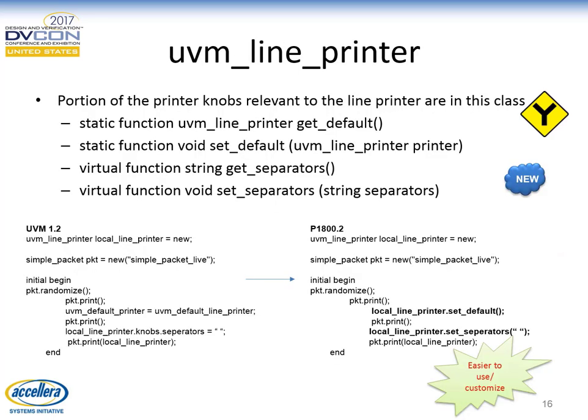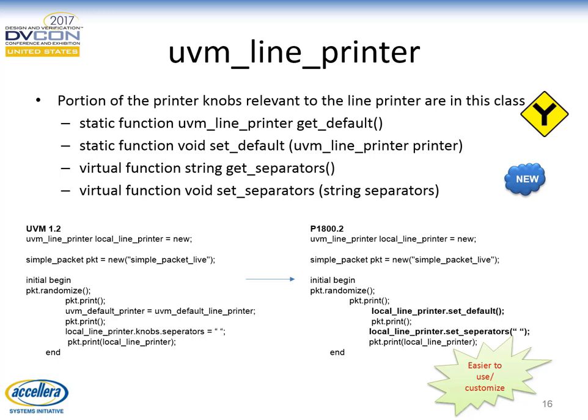So let's talk about the line printer. The whole reason I brought up this and a few of the others is just to highlight the fact that there are 3 or 4 methods here that are relevant to the line printer. The rest of the stuff is actually in the base class. These are the settings from the printer knobs that were actually relevant to the line printer. So these got pulled in here.